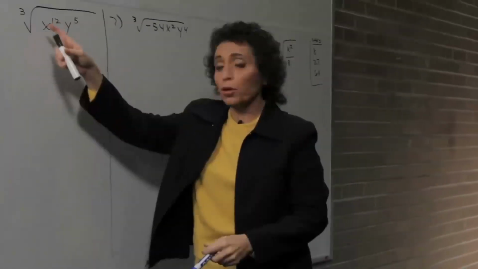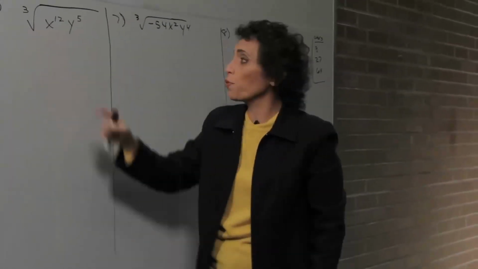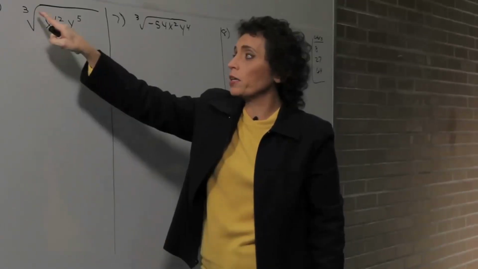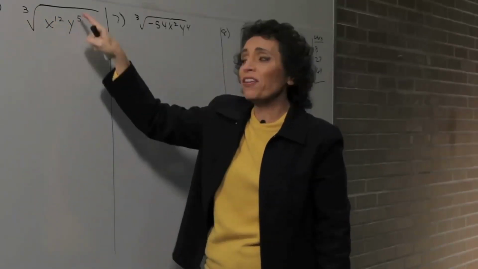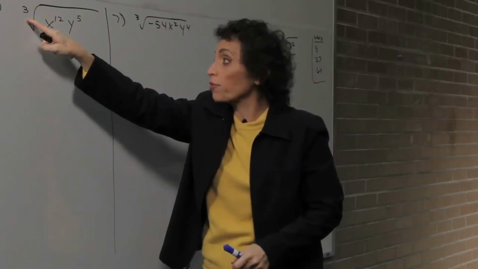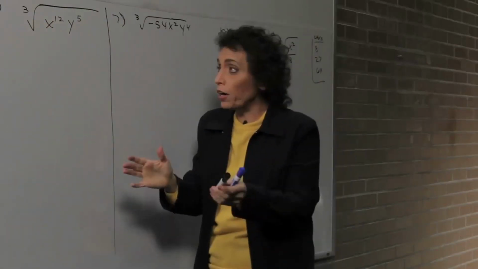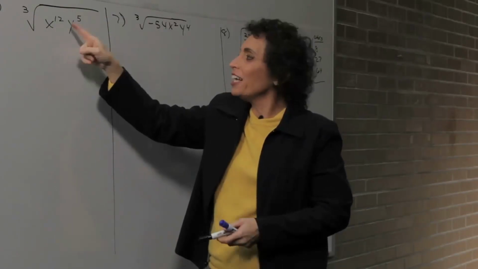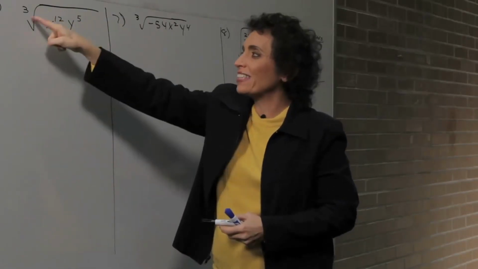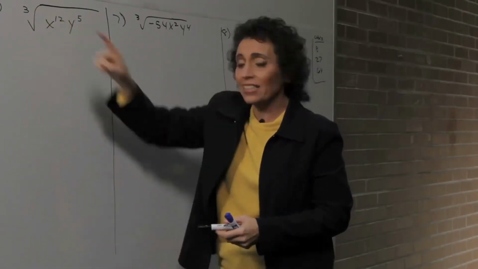All right, this is the cube root. The first thing you want to do is see if they're all perfect. Well, x to the 12th is perfect because it's divisible by 3. But y to the 5th is not, because it's not divisible by 3. And we know we're not done simplifying, first of all because we have a perfect cube, second of all because this is not less than this. Both of these have to be less than that, and they aren't.